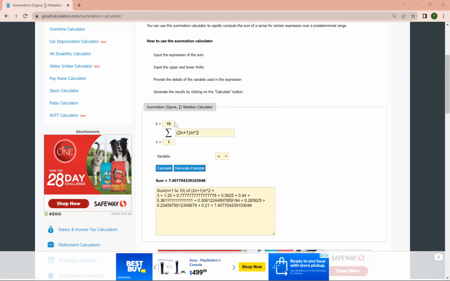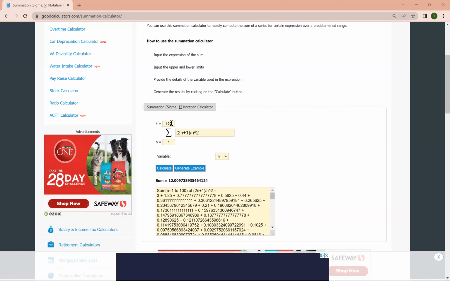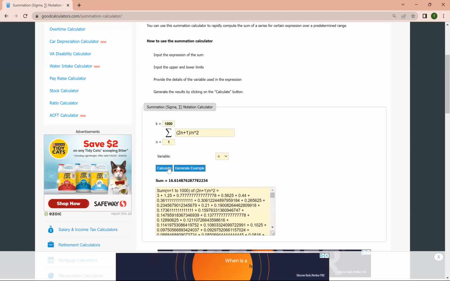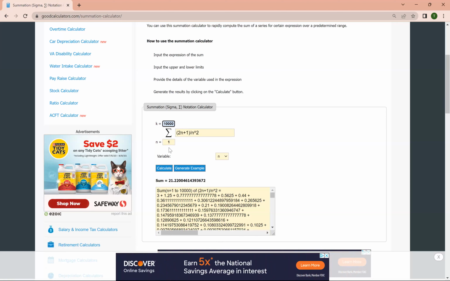Okay, and then I'm going to go to 100. And then it becomes 12.01. I'm writing this down. And then 1,000. 16. So this one's actually growing forever, which is not good. I actually expected this to kind of bound, but it's not. 21, huh? That's weird.